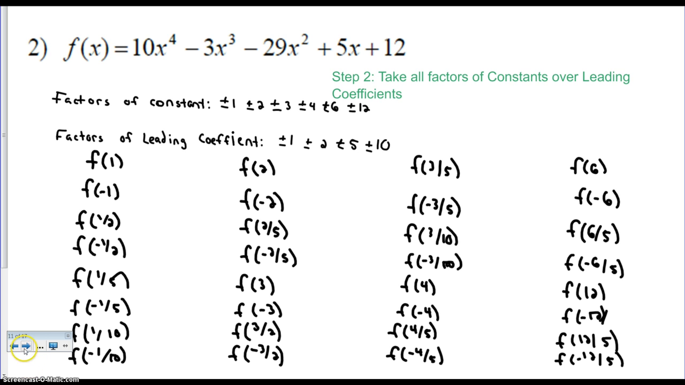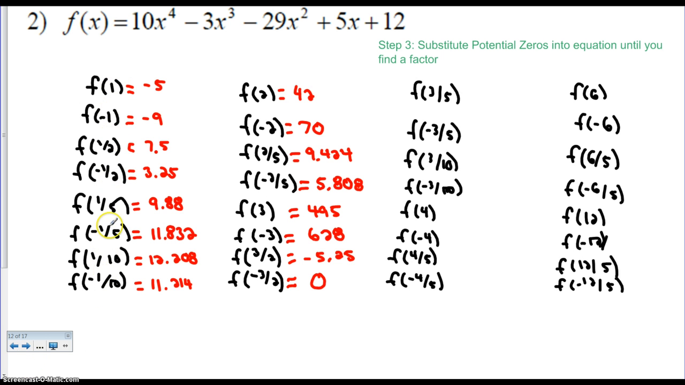Step 3 is to plug these possible zeros into this polynomial until I actually do get a 0. So I plug in 1, negative 1, 1/2, negative 1/2, 1/5, negative 1/5, 1/10, negative 1/10, 2, negative 2, 2/5, negative 2/5, 3, negative 3, and 3/2. And I do not get a 0 until, happy, happy, joy, joy, I get one at negative 3/2. Okay, so that's a 0. So what does that mean I can do?